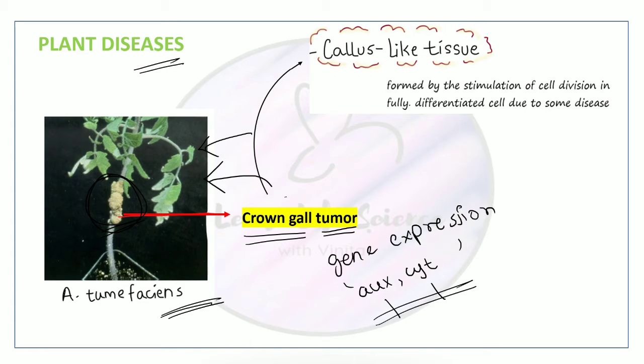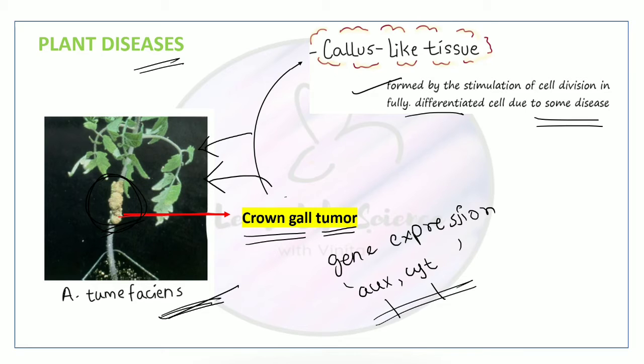It occurs when the plant is infected by certain kinds of bacteria like Agrobacterium tumefaciens. So crown gall tumor is a callus-like tissue which is formed by the stimulation of cell division in fully differentiated cells due to some diseases. This is also one point which we generally study in genetic engineering processes.